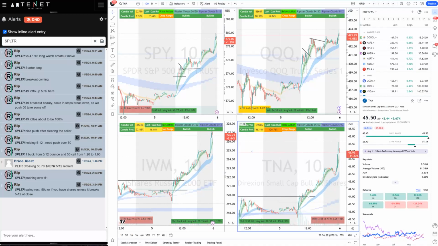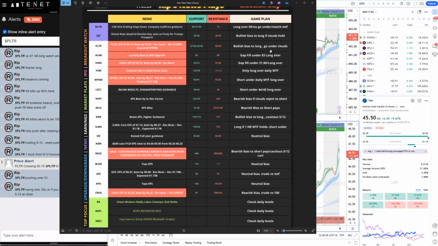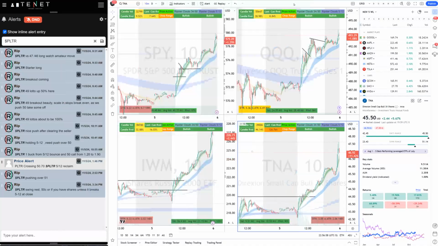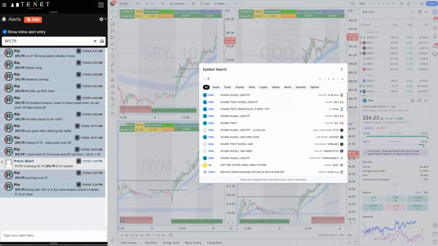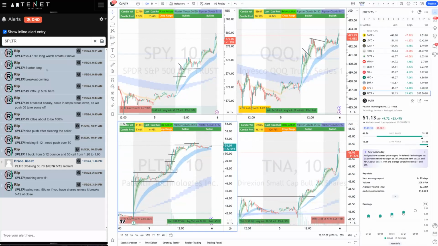Let's see what was my plan in the pre-market on PLTR. So PLTR, the plan was bullish bias to long, no go under the clouds, support levels 47.46, 47, 45. Resistance pivot was 49 and 49.50. That was our resistance pivot on PLTR. So that was our plan. I went on the voice some time before the market opened, explained the plan to all the community, and as soon as the market opened, I was watching this dip, and that's when I did the starter long, and then we talked about this breakout.